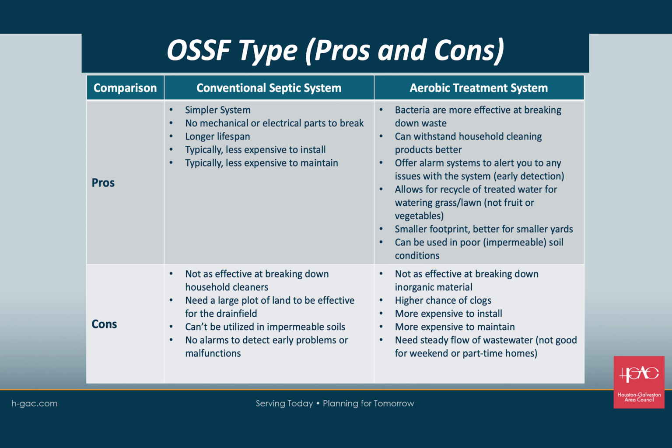The cons of an aerobic system are they are not as effective at breaking down inorganic material. They have a higher chance of clogs and backups. They are more expensive to install and maintain, and they need a steady flow of wastewater. Thus, they are not suited for weekend or part-time homes.